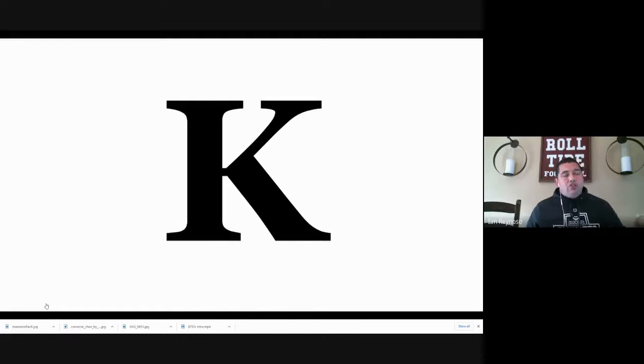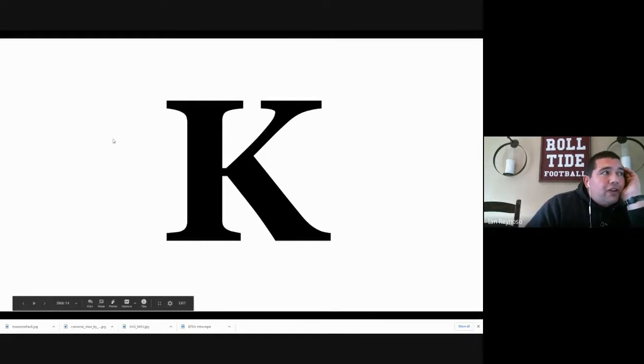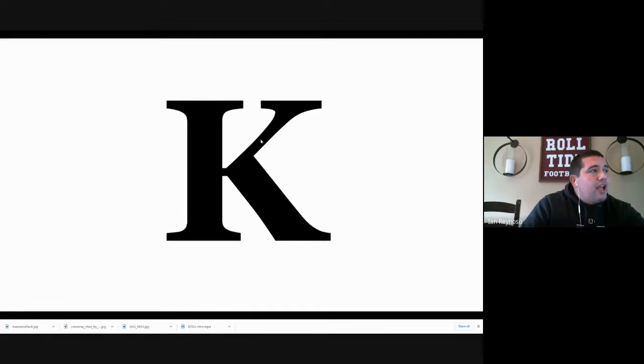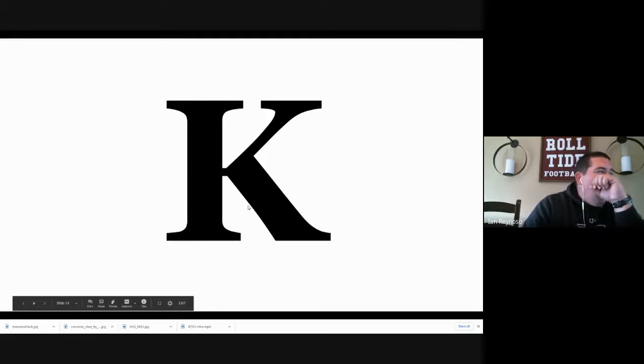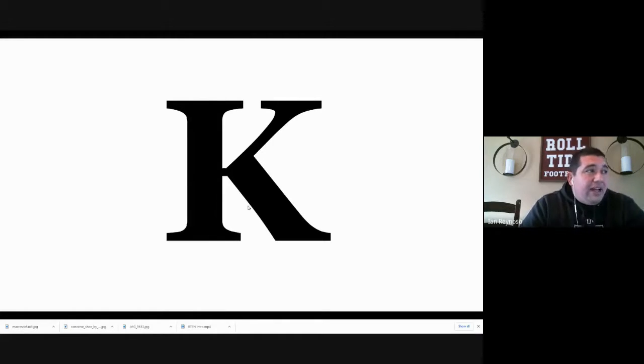Okay? So when I'm looking at this K, first I need to find the positive space, which is basically the K itself. We have the top of the K, the left side, the right side, the extensions over here. And all of my negative space is this space out here on the right, this space out here on the left, the space up on the top, the space down here on the bottom.